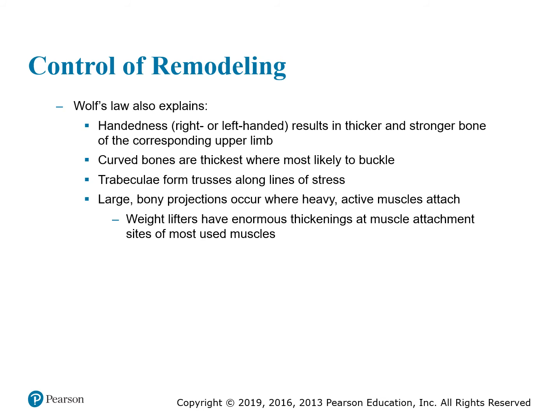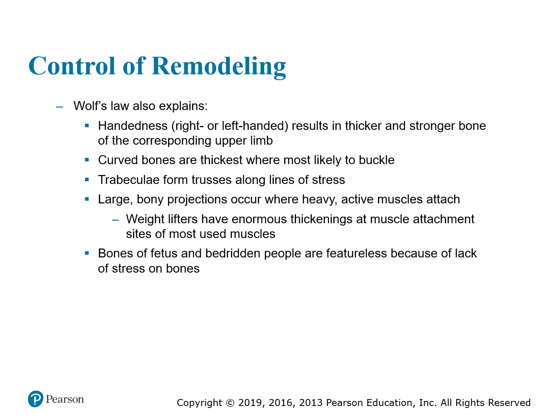And finally, you're going to see large projections occurring where you have heavy and active muscles attaching. So someone, say a weightlifter, they're going to have a lot of thickenings at muscle attachment sites where the muscles are that they use the most. If someone has a really difficult physical labor job, you're going to see the same thing happen. And so a forensic anthropologist can actually tell whether someone was heavily muscular or not, depending on how large these projections actually get. Now, the opposite side of the spectrum is the bones of fetuses and bedridden people.